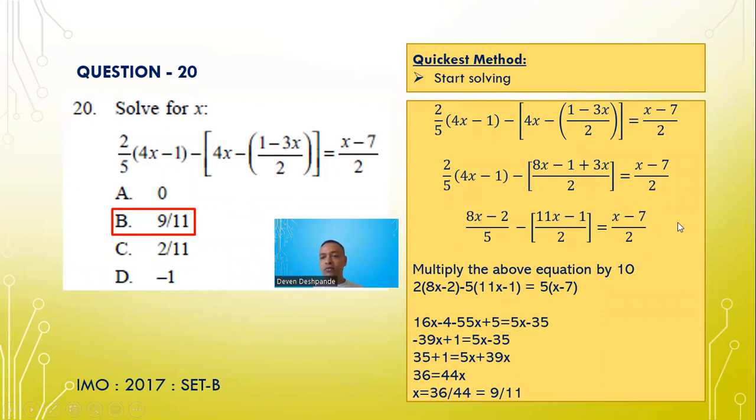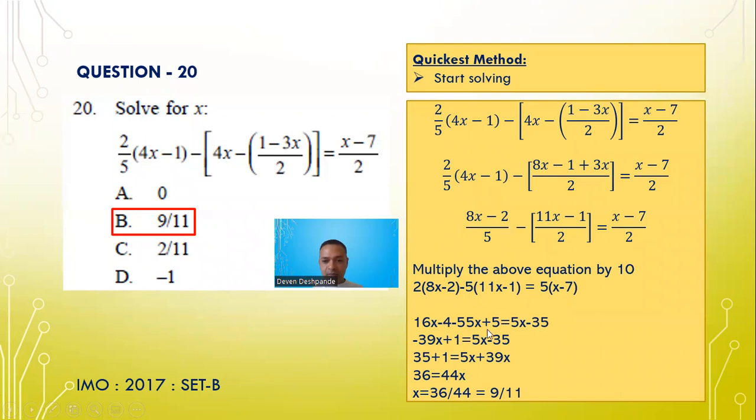So 5 will remain in the numerator. 5 into x minus 7. Again, 8 16s are 16x minus 2 into 4 minus 5, 11 5s are 55, minus 55x plus 5 1s are 5, but minus will become plus 5, is equal to 5x minus 7 5s are 35. Again, what is 16x minus 55x? It will be minus 39x.